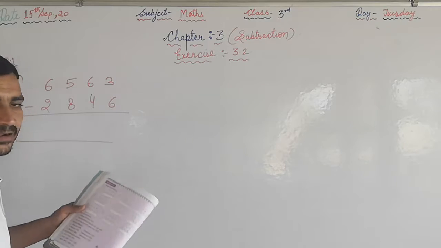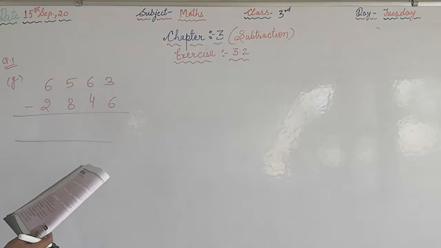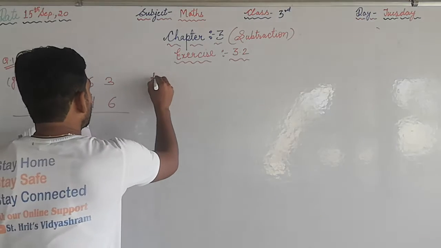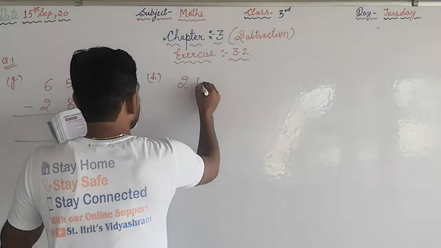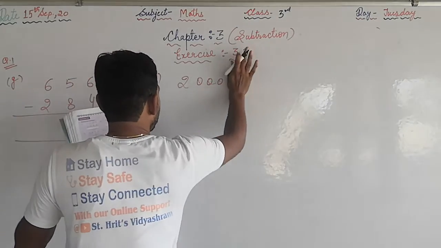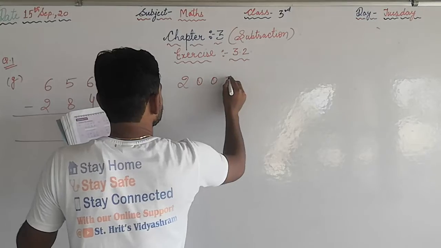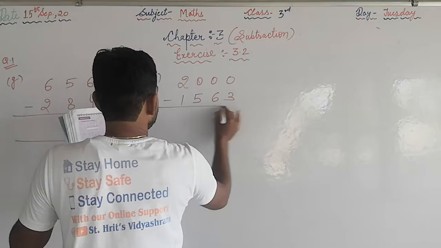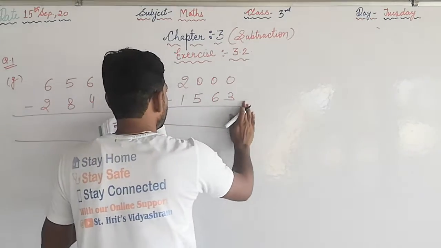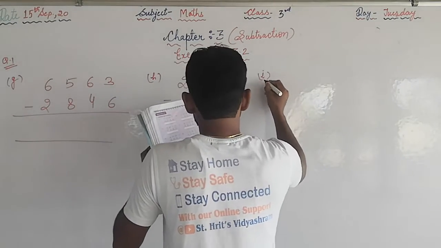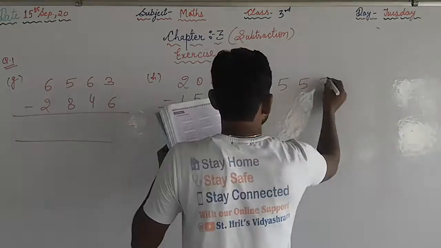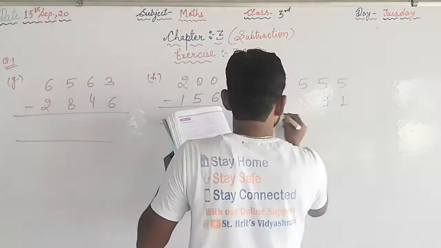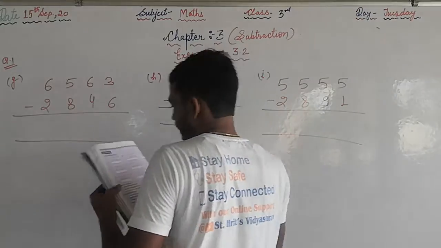Now D, E and F you have to solve by yourself. G, H and I we are going to discuss here. H, the first number is 2000, the second number that you have to subtract is 1563. The I part of question number first is 5555 minus 2891. See these questions.